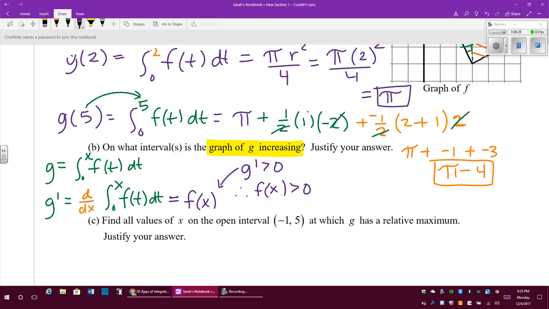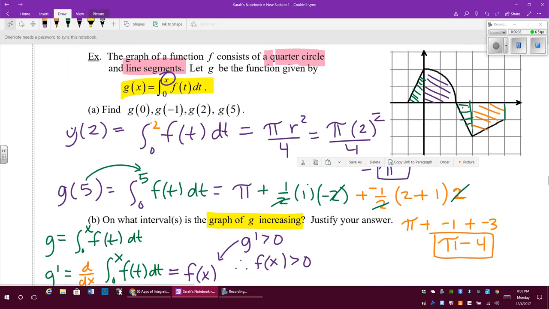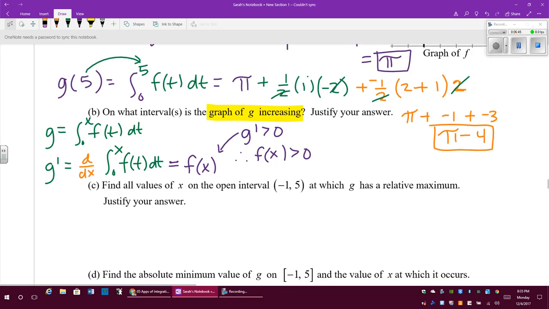Well, what's really nice is that you have the graph of f of x. So now go up here and look at the graph of f of x. When is the graph of f of x positive? Well, the graph of f of x is positive right here, so from -1 to 2. So now I can make the conclusion that g is increasing from -1 to 2, and to justify my answer, it's because g prime, which is equal to f, is positive.